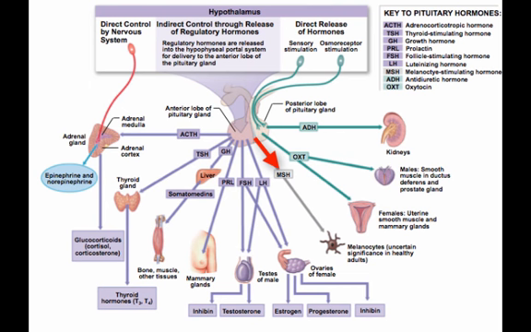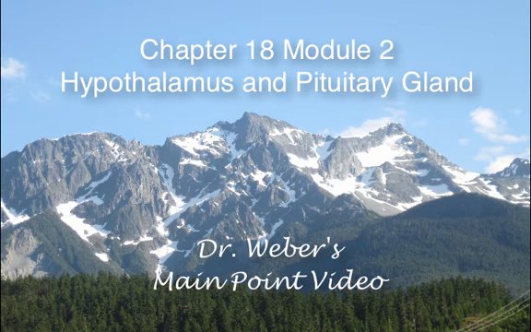MSH is released into the bloodstream, and many of its effects on the body are uncertain, other than we know it stimulates the production of melanin from the melanocytes in the epidermis. The other hormones we will discuss in more depth in other modules. This ends Chapter 18, Module 2, the hypothalamus and the pituitary gland.